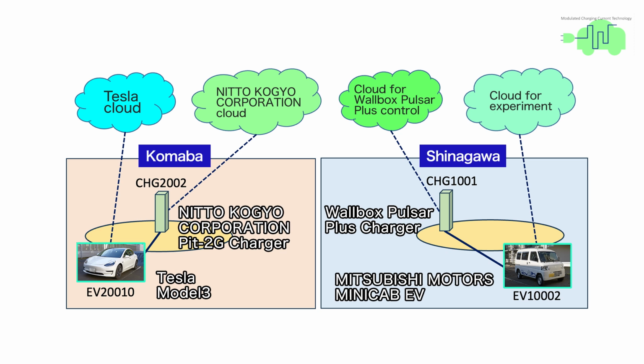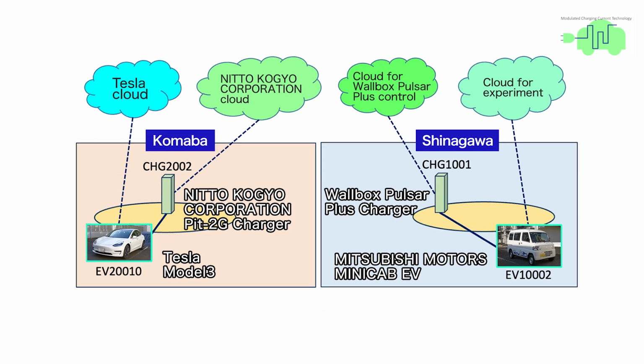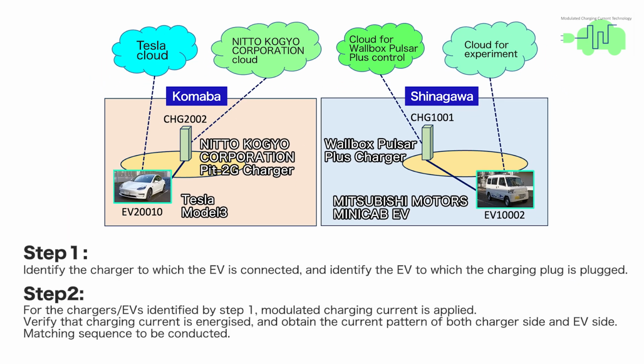Experimental setup. In this experiment, one EV was connected to a charger in Shinagawa and another EV was connected to a charger in Kamaba. The manufacturers of the chargers and of EVs are different from each other. The following is a description of the process of identification of the connection between EV and charger.